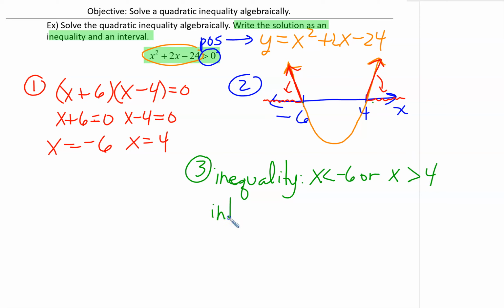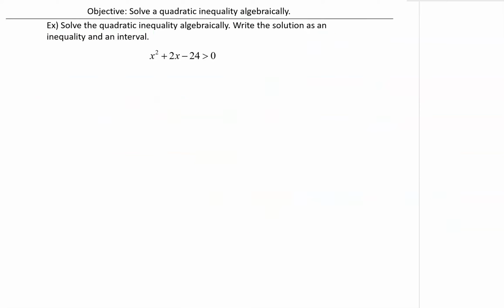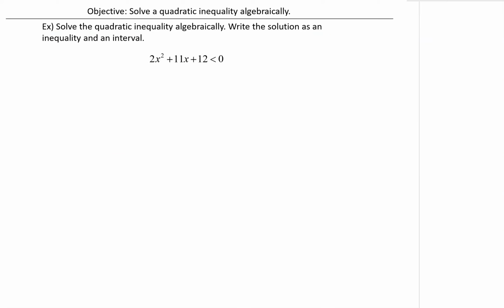And then your interval notation, remember intervals are always written from least to greatest. So that means left to right on a number line. So -infinity to -6, in union with from 4 to +infinity, like so. All right, let's take a look at another one. So here's the inequality we're going to solve.